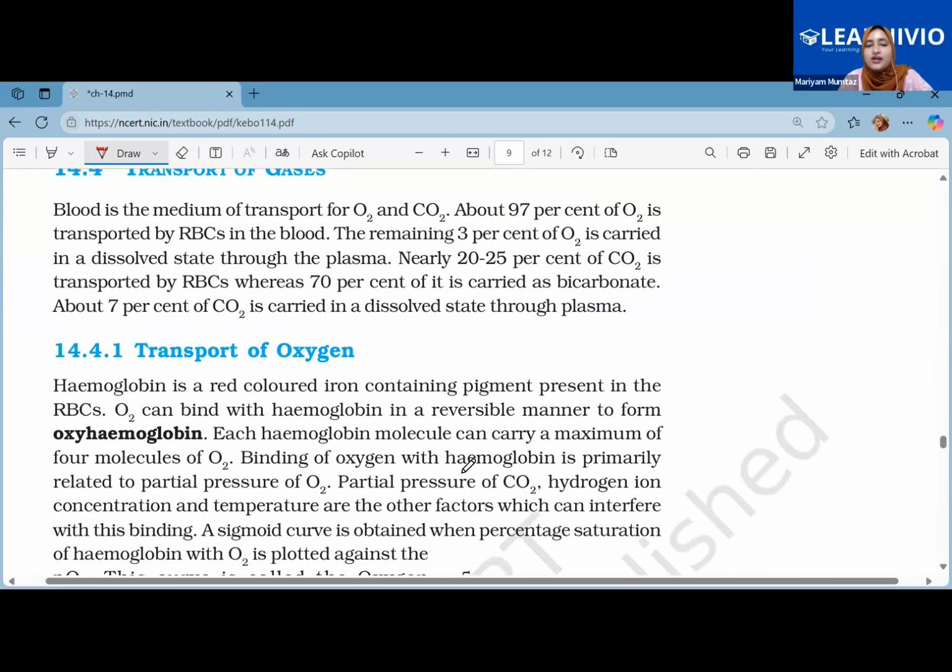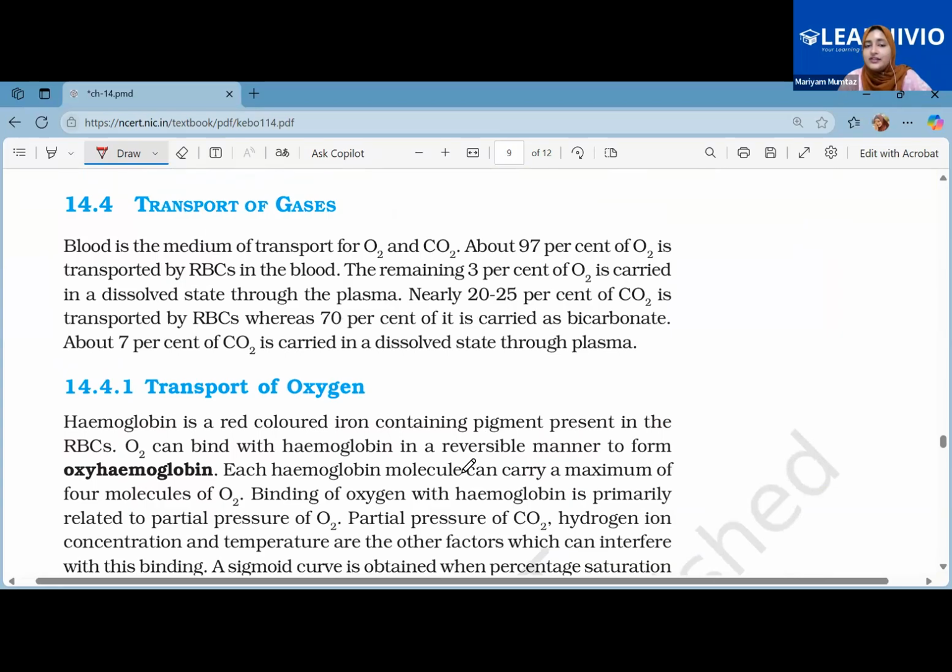Now we're talking about the transportation of gases, wherein we saw how the gases get transported by different components of the body. Our blood is the medium to transport the oxygen as well as the CO2. No discrimination. Now 97% of the oxygen is transported by the RBC containing the hemoglobin. The remaining 3% gets carried by the plasma.